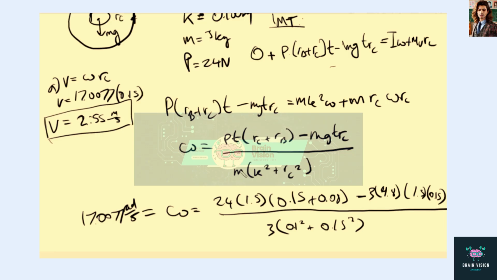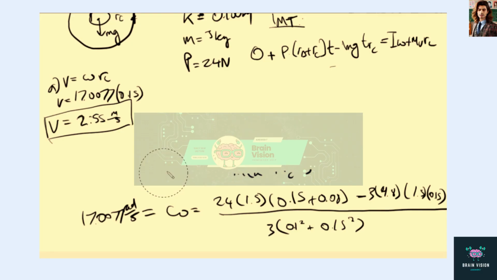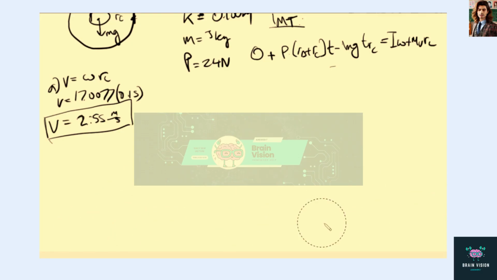For part B, we're going to analyze the linear components of the linear momentum. So we have 0, which is the initial linear momentum, plus Pt minus mgt plus Qt is equal to mv.